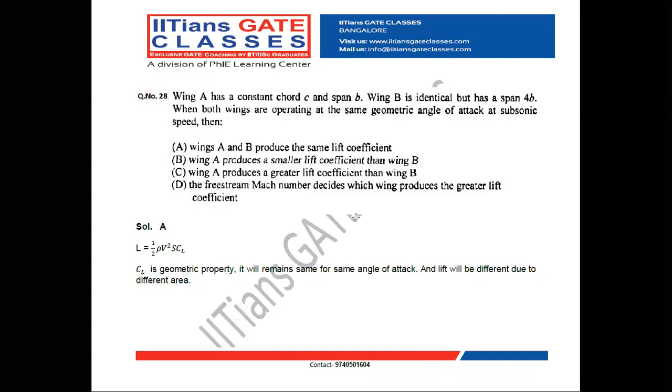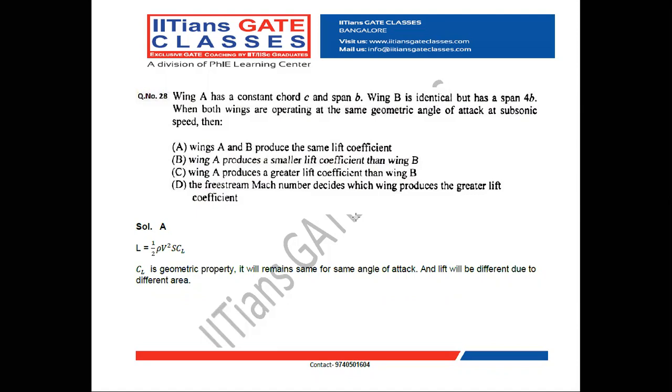When both the wings are operating at the same geometric angle of attack at subsonic speed, then: Option A, wing A and B produce the same lift coefficient. Option B, wing A produces a smaller lift coefficient than wing B. Option C, wing A produces a greater lift coefficient than wing B. Option D, the free stream Mach number decides which produces the greater lift coefficient.